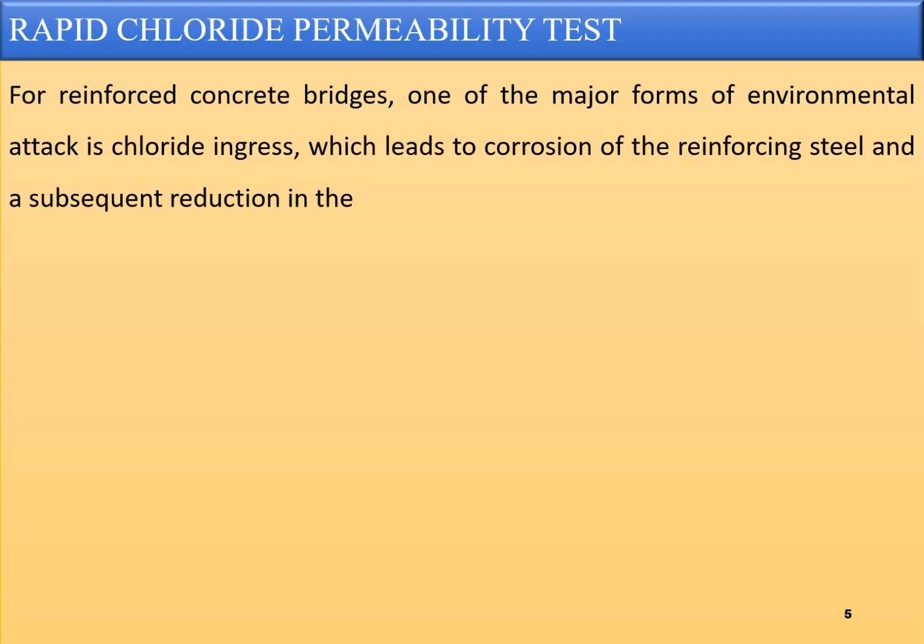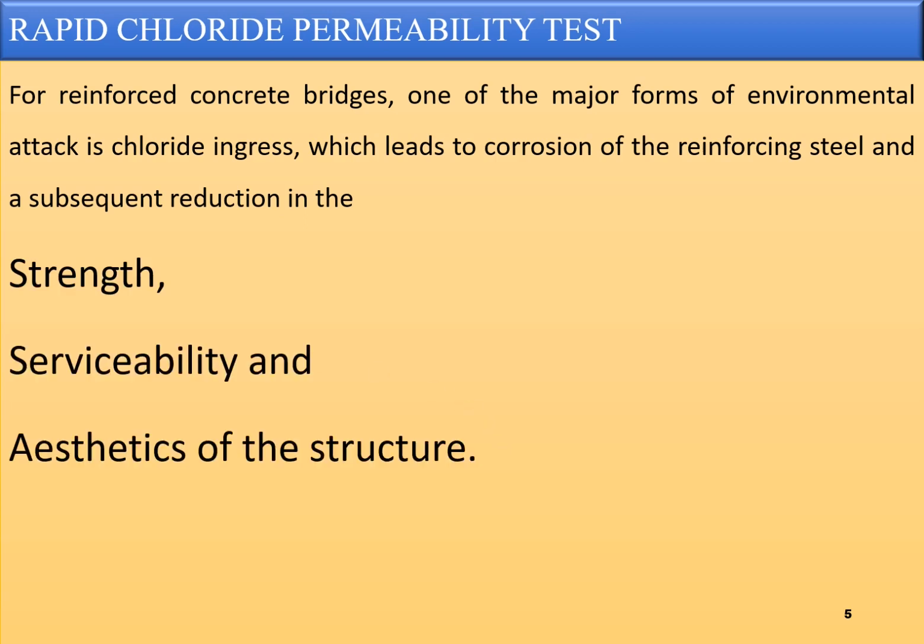So coming to the second test, which is commonly known as the rapid chloride permeability test. It is a test for the reinforced concrete elements, or the grade of the concrete which is being used in the reinforced concrete elements. One of the major forms of environmental attack is chloride ingress, which leads to corrosion of the reinforcement steel and a subsequent reduction in the strength, serviceability, and aesthetics of the structure.